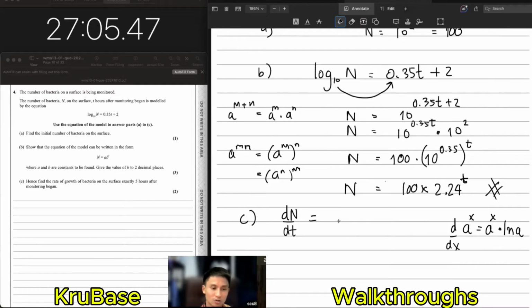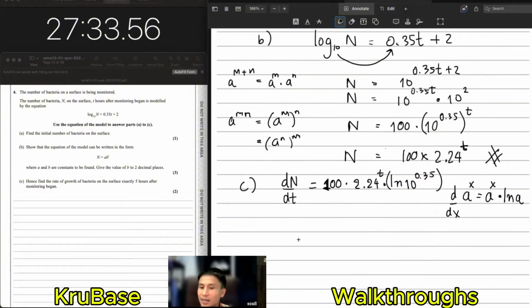All right. So we're going to ignore the 100 there because it's just a constant. We don't need to do anything. So differentiating this, we get 2.24 to the t, but then I multiply in extra the ln 2.24, right? Or if I would prefer a more exact version, I can do 10 to the 0.35 there. And then I would like 5 hours exactly after monitoring began. So t equals 5 there.